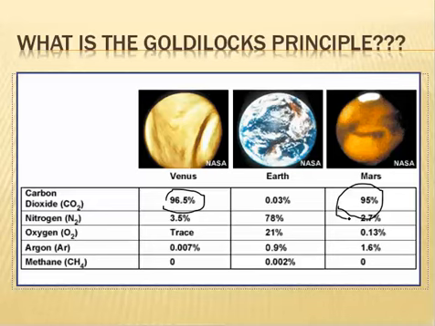Here, right in the middle, we have our home planet Earth, which is just right. It has the perfect atmosphere and the perfect temperatures, which allow us to live and all life on Earth to exist. So Earth has the just right characteristics that allow life to exist.